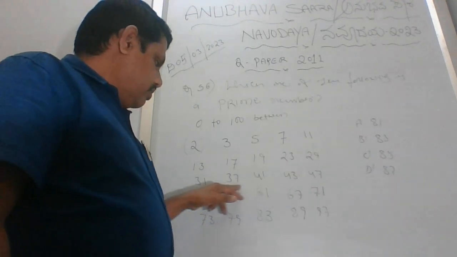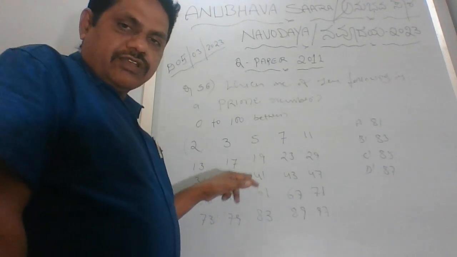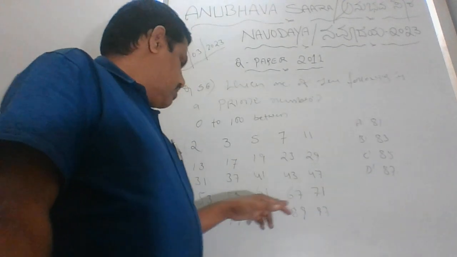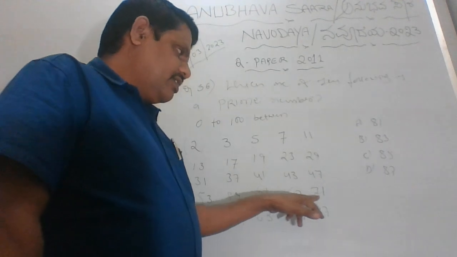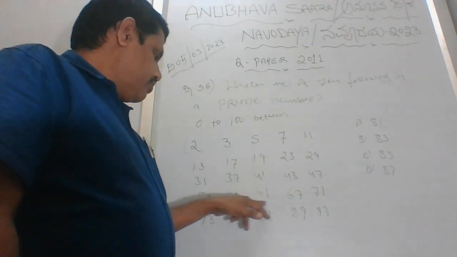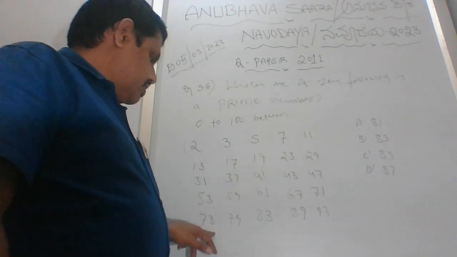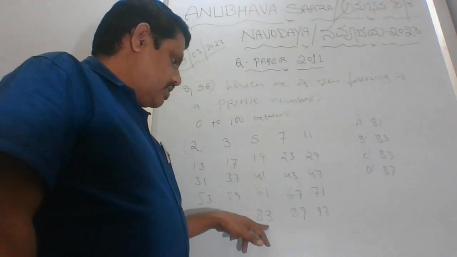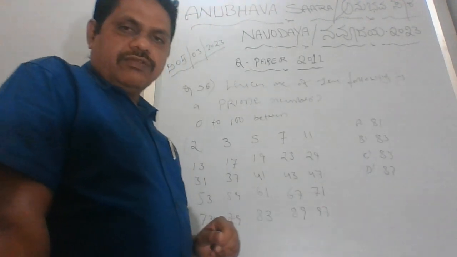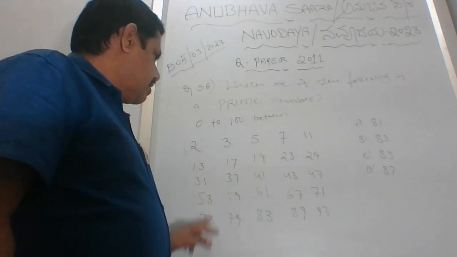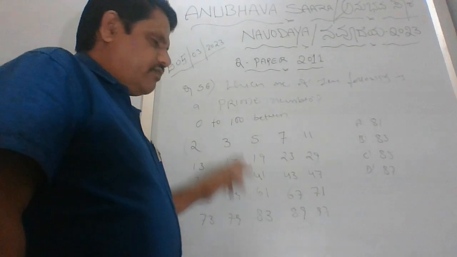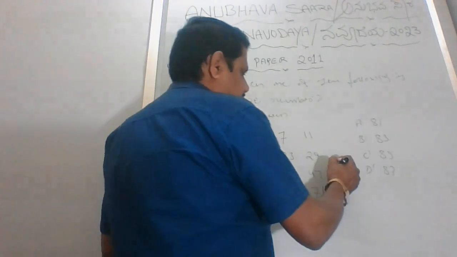Here also all are odd numbers. 53, 59, 61, 67, 71. Here also odd numbers. Again 73, 79, 83, 89, 97. These are also odd numbers. In total, 25 numbers.